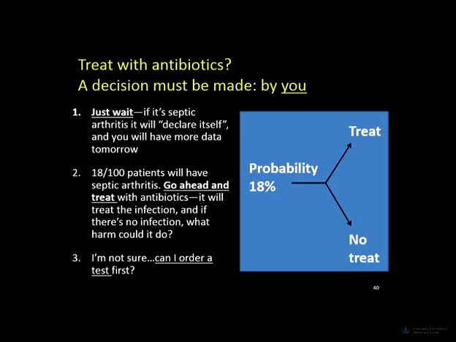And we'll have more data tomorrow, more information. We might as well gather more information before going ahead and treating this patient. Option 2 is that we know that 18 out of 100, 18% of patients are going to have septic arthritis. Why don't we just go ahead and treat her with antibiotics? It will treat the infection if she has it, and if there's no infection, well, no harm done. Just the medication. And then the third option, of course, is, I'm not sure, can I order a test first?